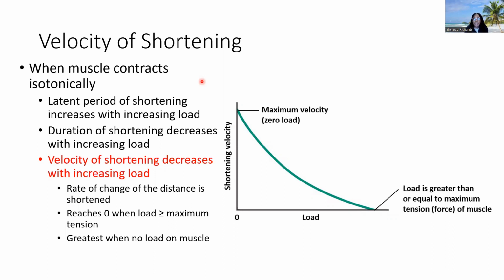And so that sort of makes sense. The heavier the load that I'm trying to lift, right? If I'm trying to lift a really heavy load, it's going to take even more time to get the machinery warmed up. So for a heavier load, the latent period will also increase. The second thing that happens is the duration of shortening decreases. And the duration of shortening is the period with which the contraction occurs. So this will also make sense.